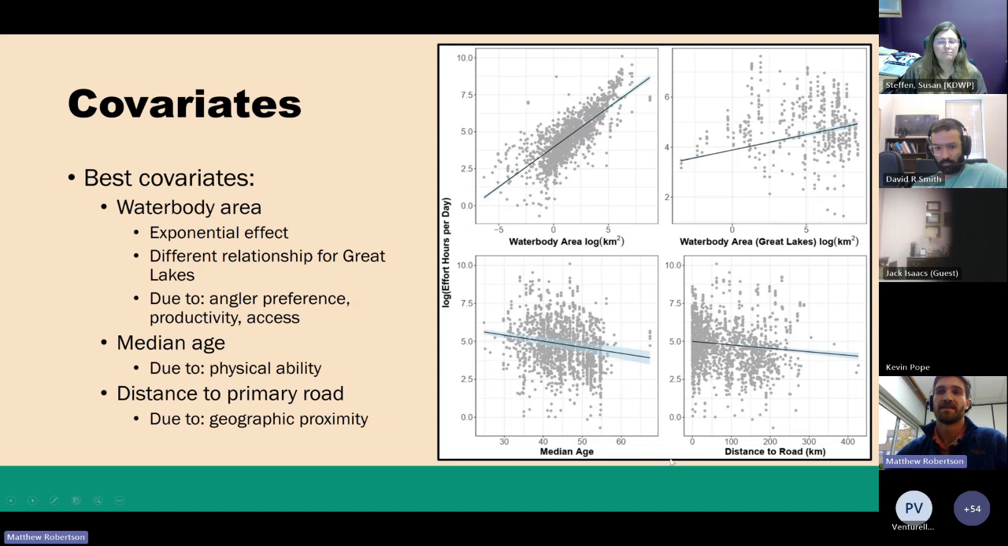And then finally, the last covariate that we found to have a significant effect was distance to primary road, where we see a negative relationship with distance to primary roads, basically indicating water bodies that are closer to main roads will receive more fishing effort. And this seems like a pretty straightforward finding, where people will be more likely to fish in areas that they have easier access to.